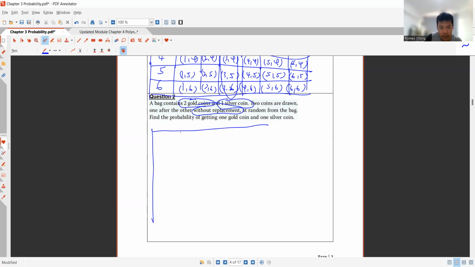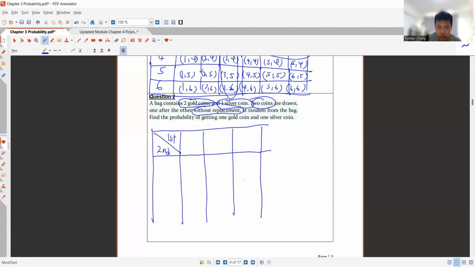Of course, this time the possibility diagram will be simpler because you only have two types. So let's say you want to choose 2 coins. So let's say this is the first possible coin that you are going to choose, and this will be the second possible coin that you are going to choose. And every time you want to pick one coin, you will have 3 possible coins to choose from. Okay, so your table should be like this.